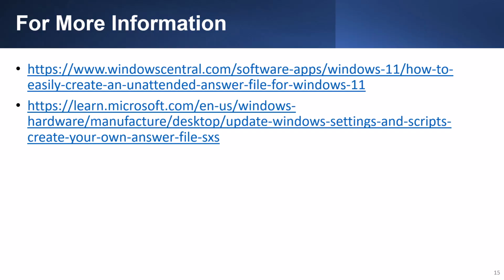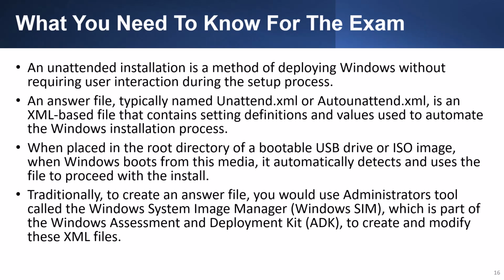In summary, an unattended installation is a method of deploying Windows without requiring user interaction during the setup process. An answer file, typically named unattend.xml or autounattend.xml, is an XML-based file that contains setting definitions and values used to automate the Windows installation process. When placed in the root directory of a bootable USB drive or ISO image, when Windows boots from this media, it automatically detects and uses the file to proceed with the install.